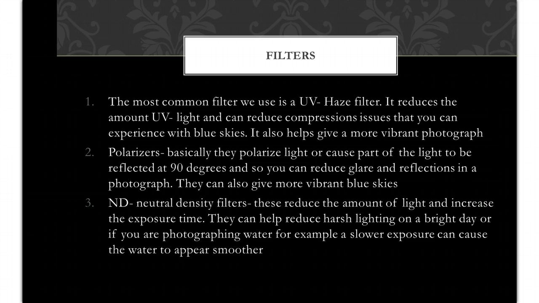Polarizers basically polarize light, or they cause part of the light to be bent at a right angle, so you lose some of the light. It's reflected off at 90 degrees, and with a circular polarizer, as you turn it, the amount of light, or the wavelengths of light, reflected off at 90 degrees changes. So you can play around with it and try to get the sweet spot and remove glare or reflections. It will give a more vibrant blue sky, and it removes various glares and reflections. So on a very sunny day, it can be a great thing to use.